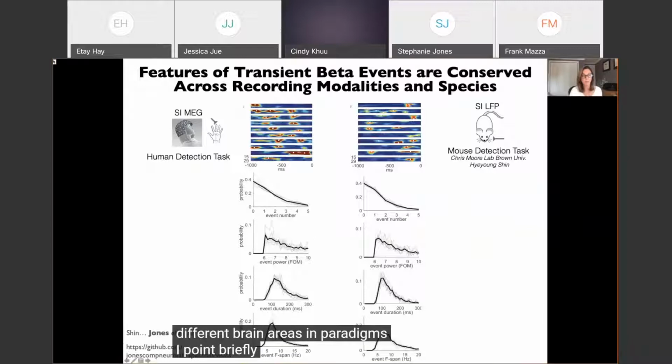I point briefly to some code that we have on GitHub where you can begin to start to analyze your signals and measure various features of transient oscillations.